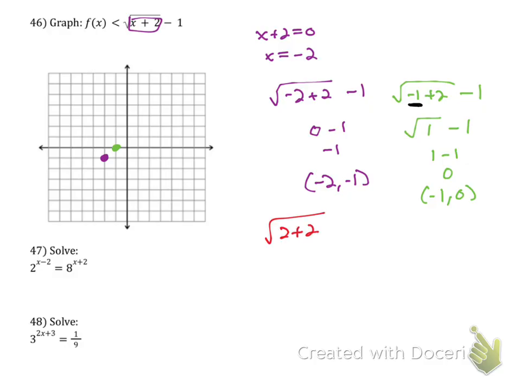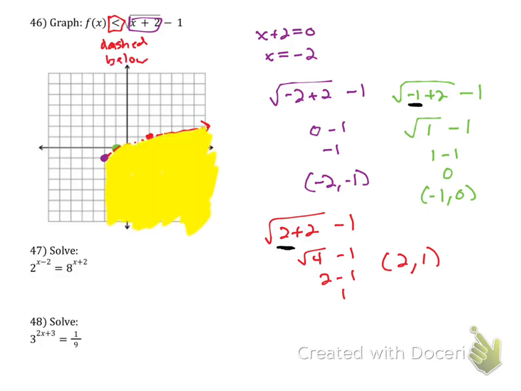Then I use 2 because, again, it gave me a perfect square. 2 plus 2 is 4. Square root of 4 is 2. 2 minus 1 is 1. So I have that point there. Since it's less than, it's dashed line. And since it's less than, I shade below.